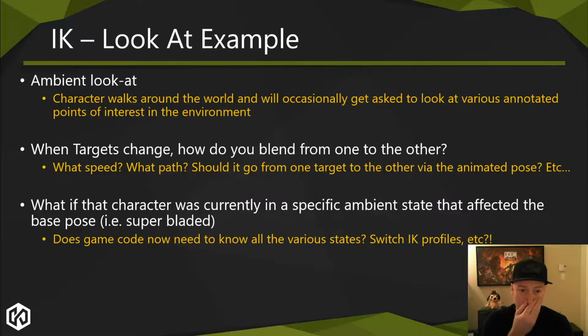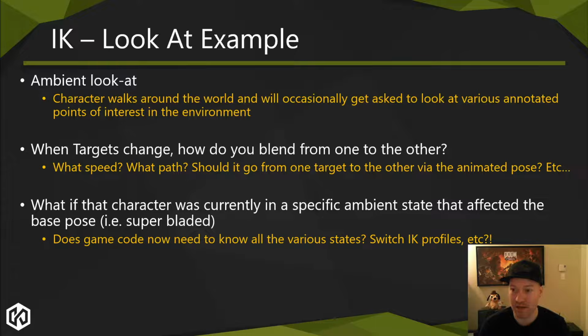So for example, super basic case, you have a crowd character that basically walks around and potentially looks at different objects in the world. When the targets change, how do you blend the targets? Right? Who is doing that work? Well, you were looking at X and now you're looking at Y. Who is basically making sure that that IK transition is smooth and doesn't just pop the head or go down a weird path or whatever else, right? That now has to be handled in the IK system.